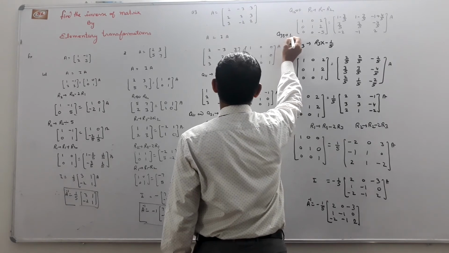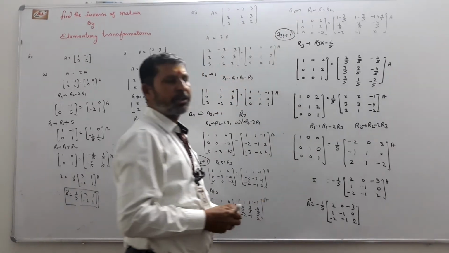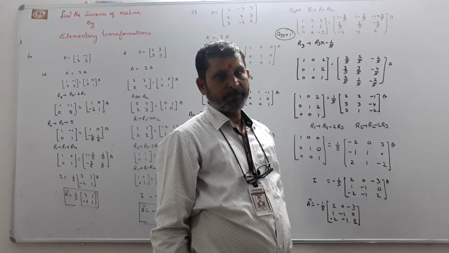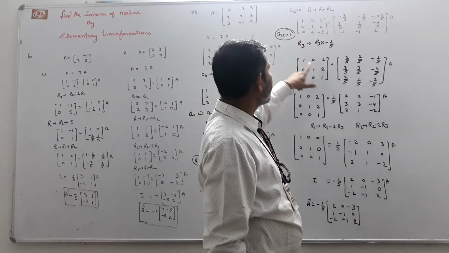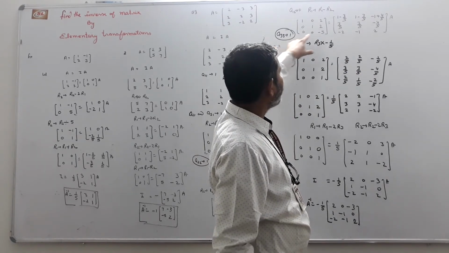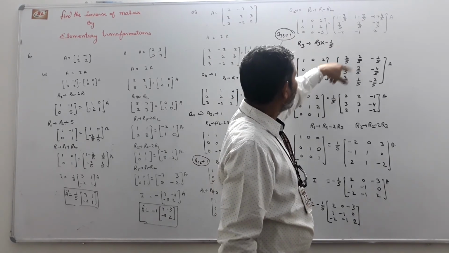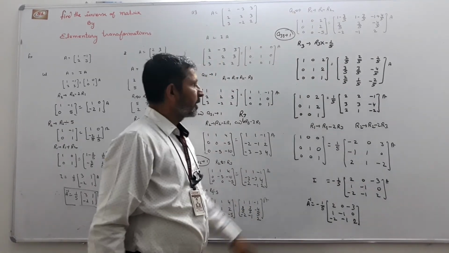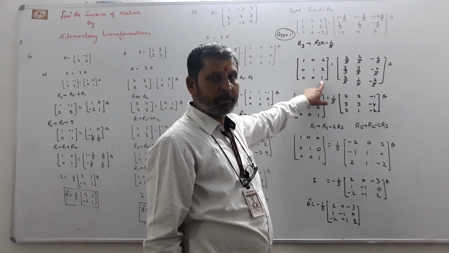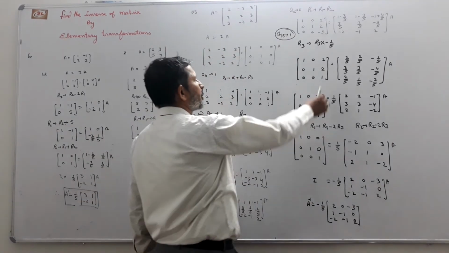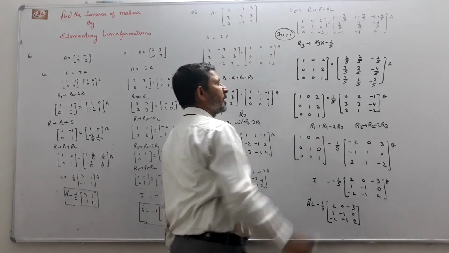And after this, the third part, A33 becomes 1. How can we change A33 to 1? So R3 divided by minus 1 upon 5. First and second rows remain the same. Only the third row is divided by minus 5. 2 upon 5, 1 upon 5 and minus 2 upon 5. Again A33 becomes 1.